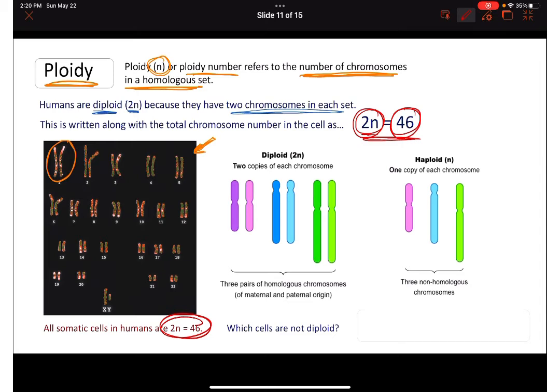Which begs the question, are there any cells in the body that are not diploid? And the answer is yes. There are some cells in the body that are called haploid. And what that means is that there's just 1 chromosome in each homologous set.